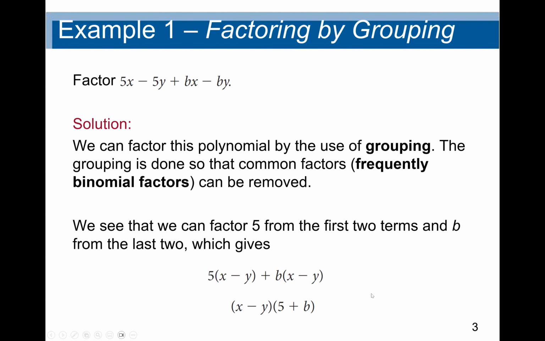So here we have again 5 is common in 5x minus 5y. So we get 5 times x minus y. Also b is common for bx minus by. So we get plus b times x minus y. So since x minus y is common, we have x minus y times b plus 5.